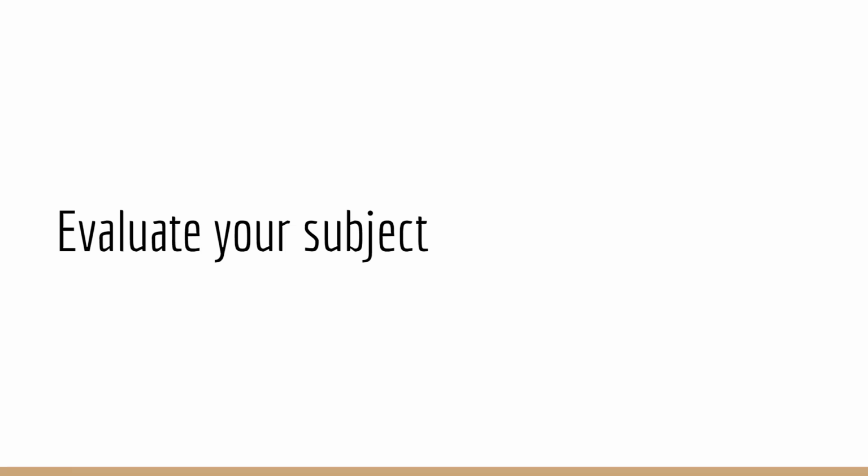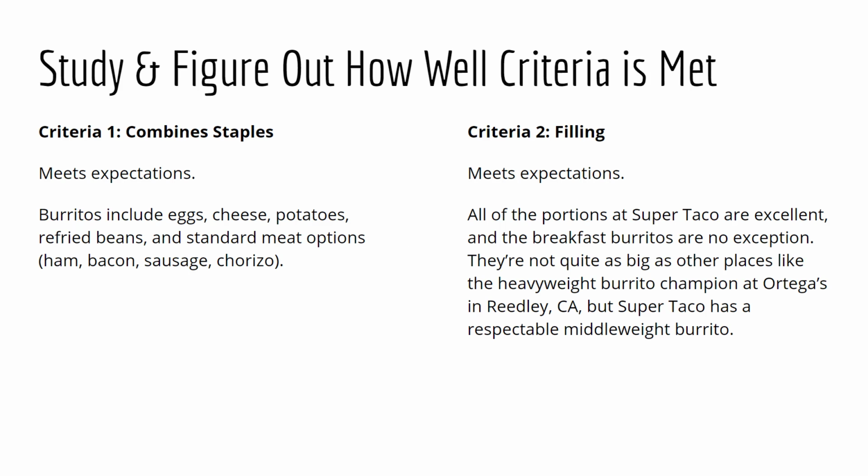Then think about a specific iteration of your subject. For me, I'm thinking about the restaurant Super Taco in Visalia and how their breakfast burritos meet my criteria for evaluation. So, criterion 1, combine staples from Mexican and American cuisine. In my view, Super Taco meets expectations. Their burritos include eggs, cheese, potatoes, refried beans, and all the standard meat options. Criterion 2, how filling are they? In my view, meets expectations.